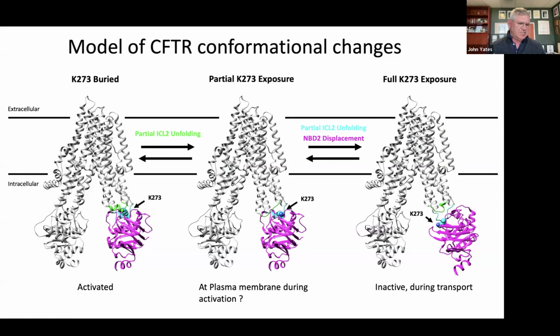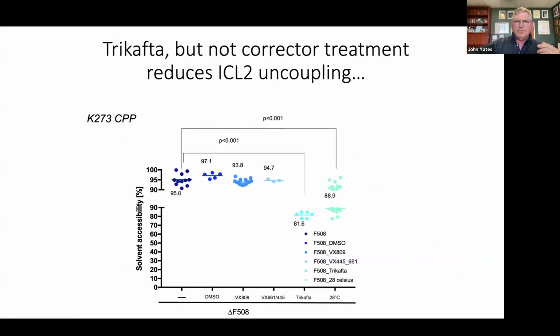And so this allows us to come up with a model for the conformational changes. So when the protein is activated, the K273 is buried in the NBD2 domain. And when you get partial K273 exposure, this might be when it's at the plasma membrane, perhaps during activation. And when you have full K273 exposure, it's inactive, and maybe during transport.